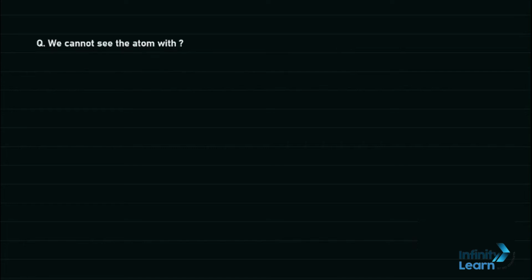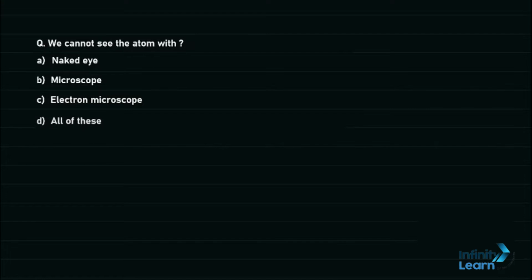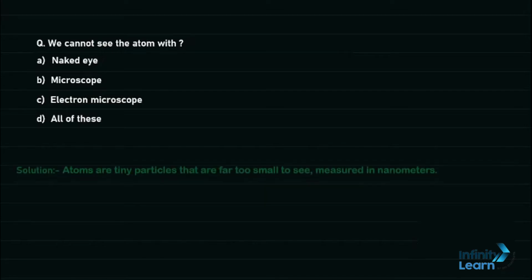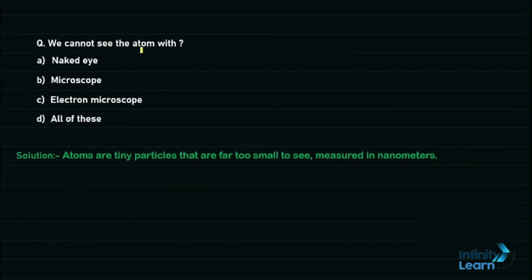Hello students, so your question is, we cannot see the atom with, our first option is naked eyes, second option is microscope, and then third option is electron microscope, and our last option is all of the above. So basically in this question they have asked us with which of them we will not be able to see an atom. Okay students, so first of all let's discuss what we understand by this atom.